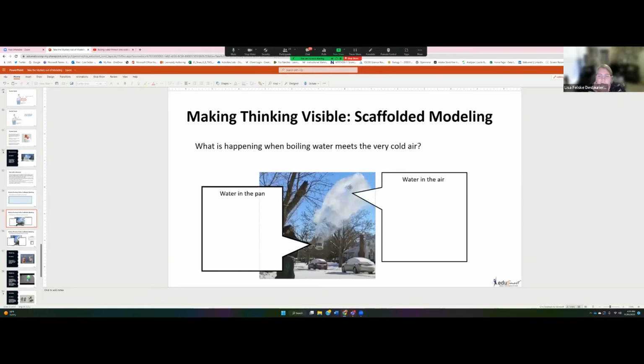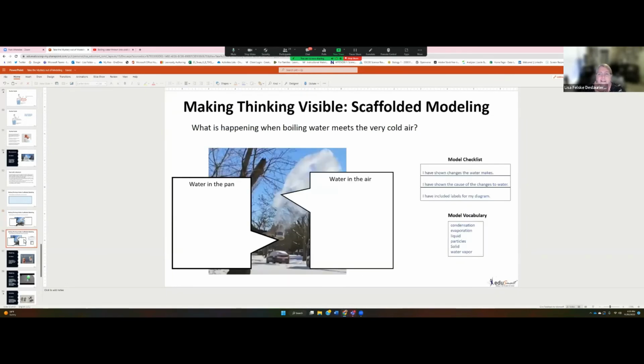It is not water vapor. It turns to ice or to snow immediately. Okay. And if this is not scaffolded enough, here's another example of how you could do the scaffolded modeling.